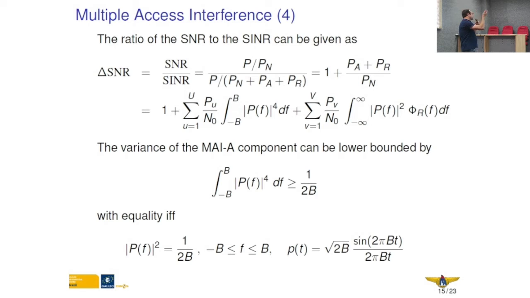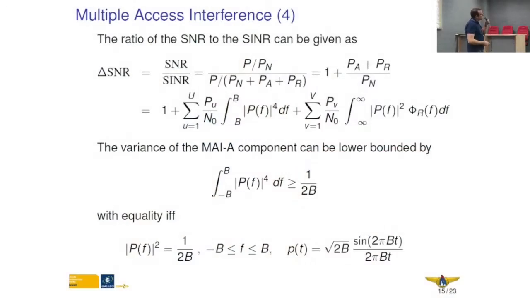Interesting is to think about: is there a chip shape that would minimize the intra-system interference? I mean, we know already how the chip shape would look to minimize the inter-system interference. If we are spectrally separated completely, the inter-system interference is 0. But maybe we can find a multiple access interference optimized signal, right?